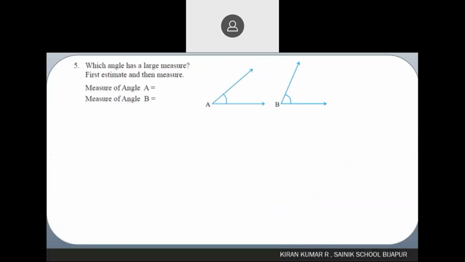Question number 5. Which angle has a larger measure? First estimate and then measure it. Just by mere observation, I can say that angle B is slightly larger compared to angle A, but then we need to estimate it. These 2 angles are both acute angles. You need to measure them using a protractor. Angle A will measure 40 degrees and angle B will measure 60 degrees. You can again check this out using a protractor on your textbook.